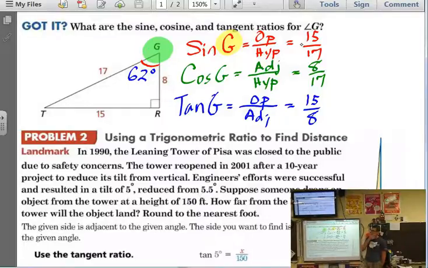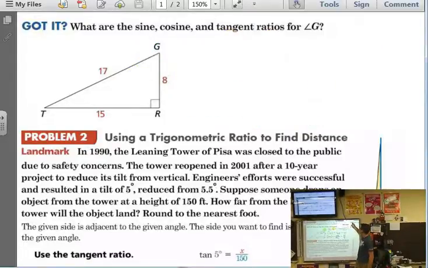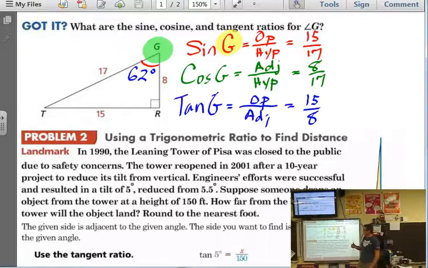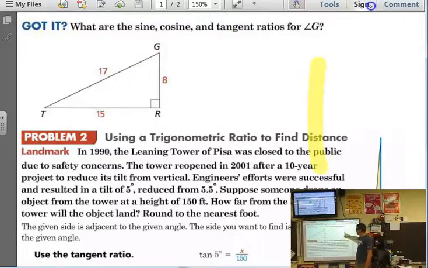Why are they called sine, cosine, and tangent? Research that. We don't have enough time today to go into that, and that's not really part of the standards. It's interesting, depending on your brain, but look it up. It's pretty easy to find the answers.